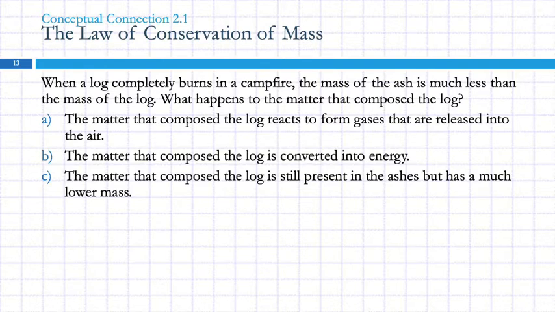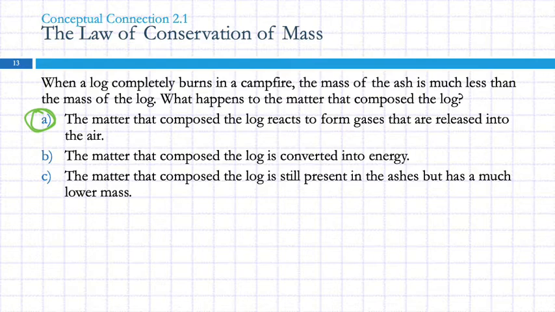So when a log completely burns in a campfire, the mass of the ash is much less than the mass of the log. What happens to the matter that composed the log? We have three choices. A: the matter that composed the log reacts to form gases that are released into the air. B: the matter that composed the log is converted into energy. Or C: the matter is still present in the ashes but has a much lower mass. A. So the matter that was in the log still exists, but it turned into gases and those floated away, right? So what we have left in the fire pit is going to weigh a lot less.